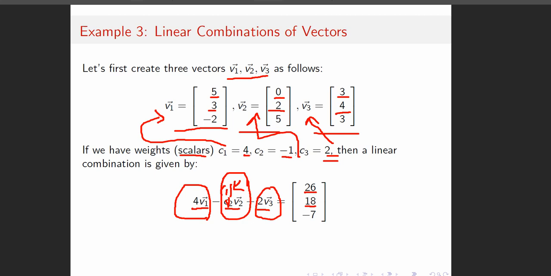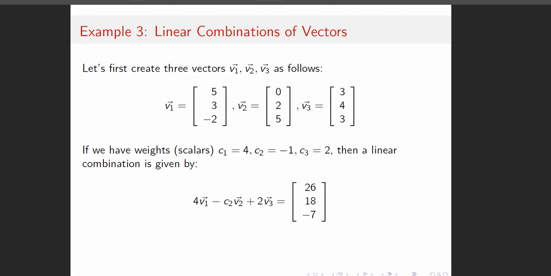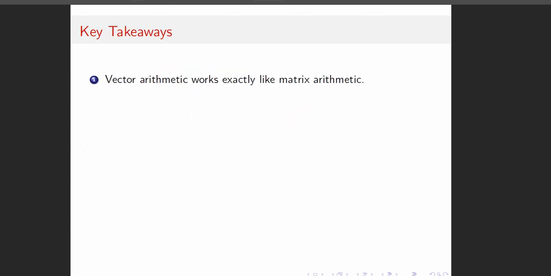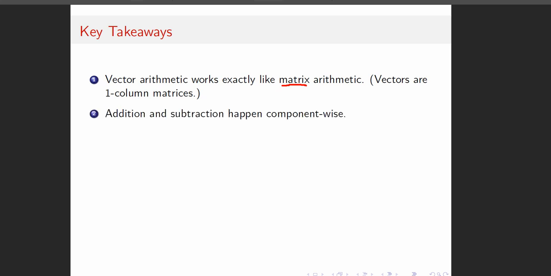Okay, and why do we care? I mean, that is a good question. Why am I introducing it? Well, here are the key takeaways. First of all, vector arithmetic works exactly like matrix arithmetic, right? We add matrices component-wise, so we add vectors component-wise. And again, vectors are just one column matrices. I mean, mathematically, we treat them like one column matrices. All right. Addition and subtraction happen component-wise. Again, that's true for vectors and matrices because vectors are one column matrices.